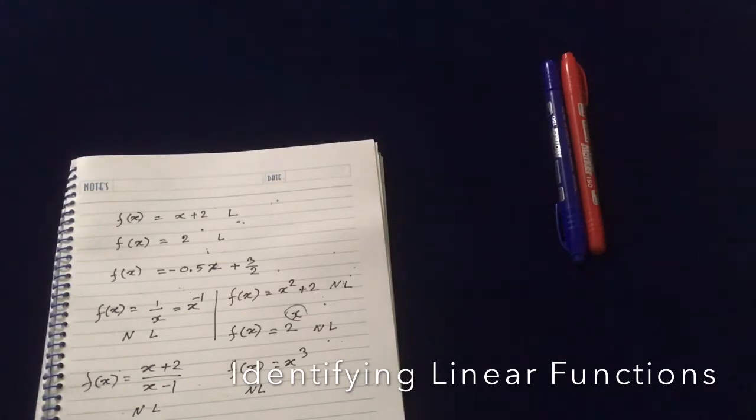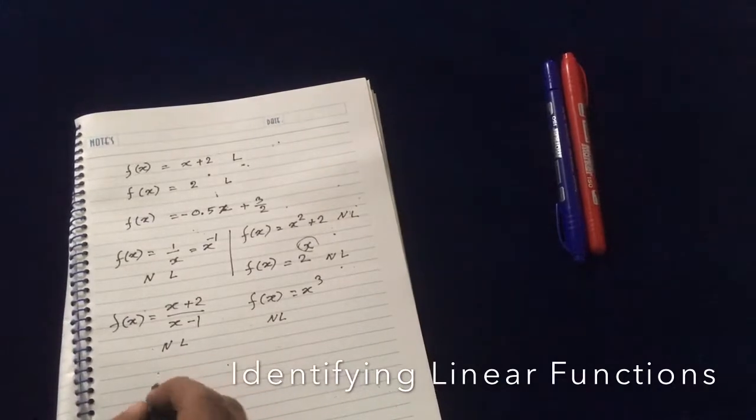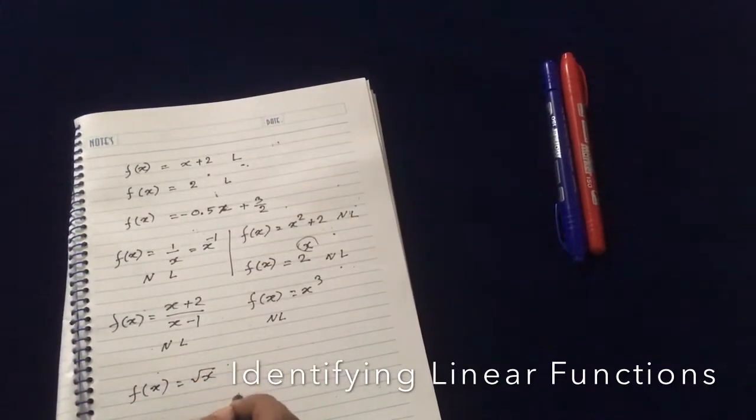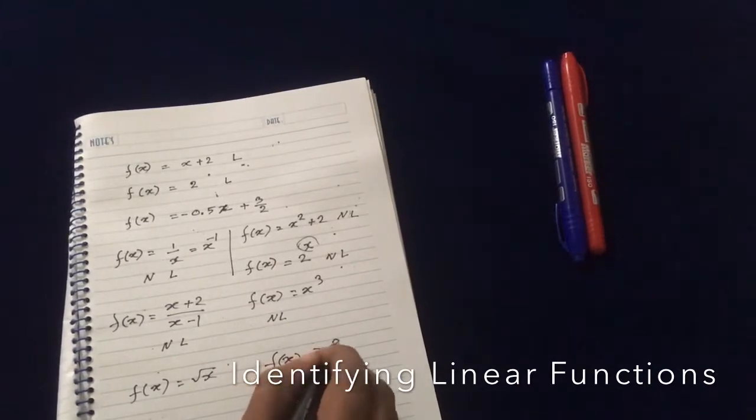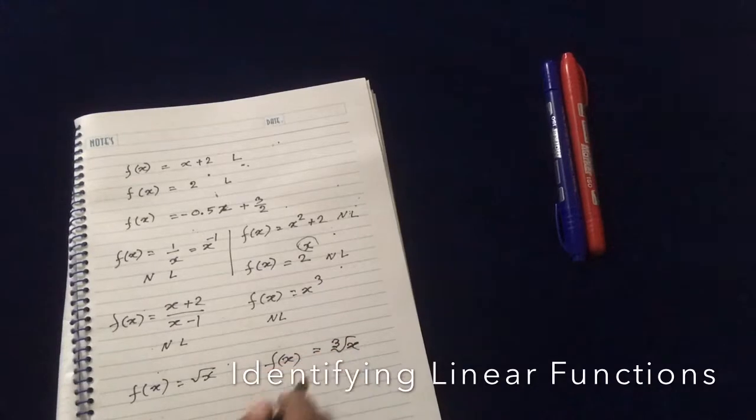Okay, so I think you have got it. I can actually go on with more and more examples. Let's say f(x) equals square root of x, this is also non-linear. If I write f(x) equals cube root of x, this is also non-linear. You can ask, sir, how do I remember all these things? This is so tough. Actually, this is not tough.